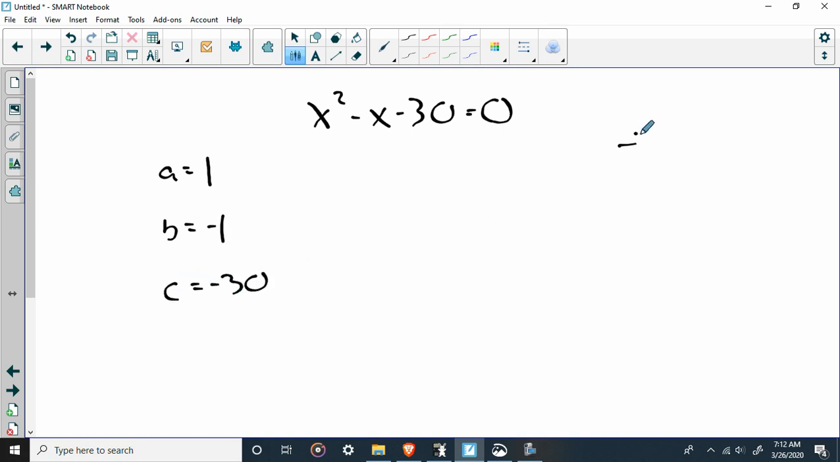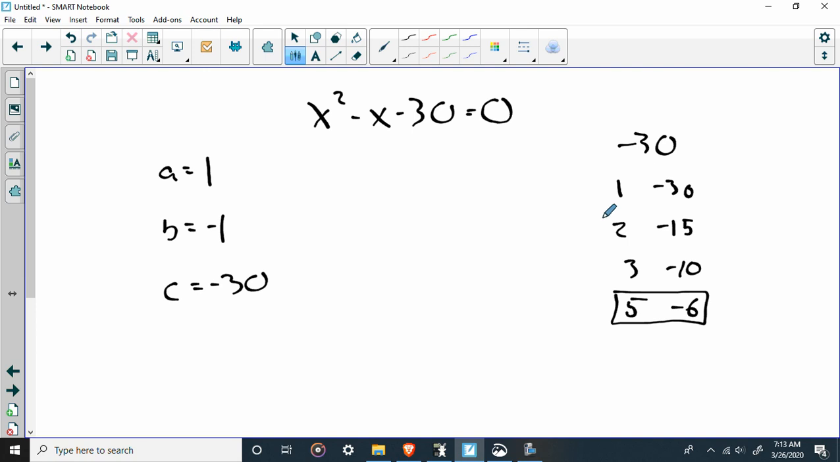What are my factors of -30 that add up to -1? So again, one's got to be positive, one's got to be negative, and the negative has to be bigger. So what do I got? I've got 1 and -30, no. 2 and -15, no. 3 and -10, no. 4 doesn't go in. 5 and -6, right? So again, 5 times -6 makes -30. 5 plus -6 makes -1. So let's rewrite this in factored form. X, 5 was positive, 6 was negative.